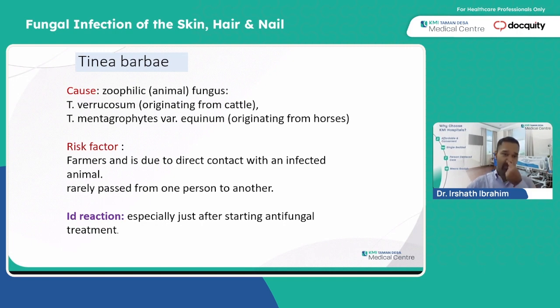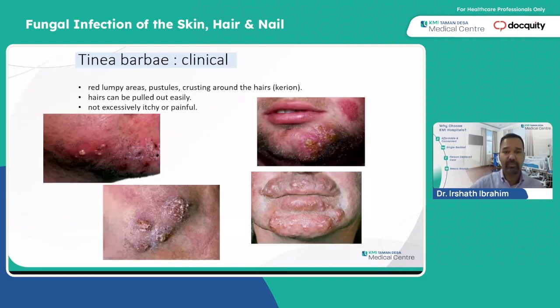So this is tinea barbae, which might be mistaken for folliculitis barbae, which is due to a bacterial infection. So you get these red lumpy areas of pustules with crusting around the hair. The hair can be pulled out easily. It's not excessively itchy or painful. This is quite extensive tinea barbae.